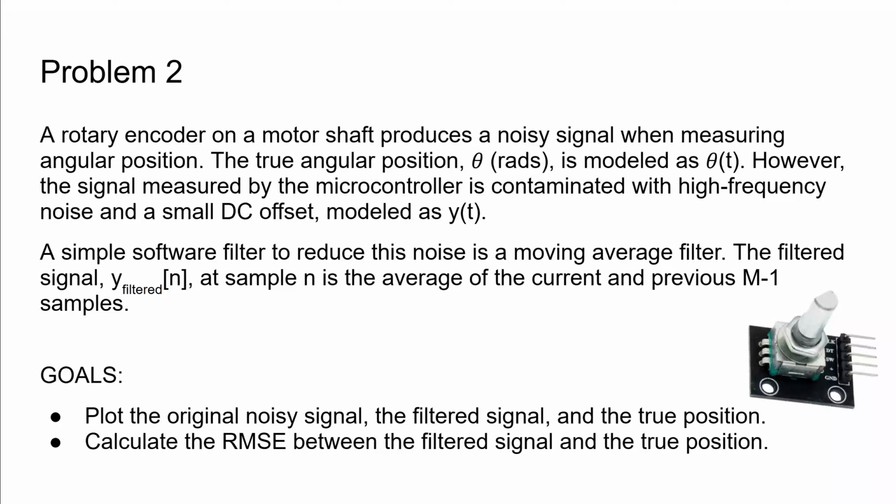So the two goals for this problem: plot the true position, what it should be, the noisy signal that is messing up our measurement, and the filtered signal, what we try to do to filter out the noise. And also calculate the RMSE, which is the root mean squared error between the filtered signal and the true position. So we want to see how effective our filter was.